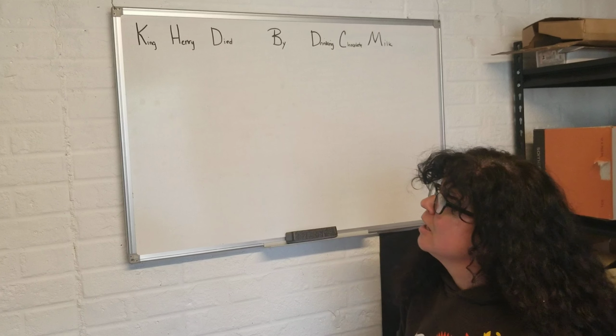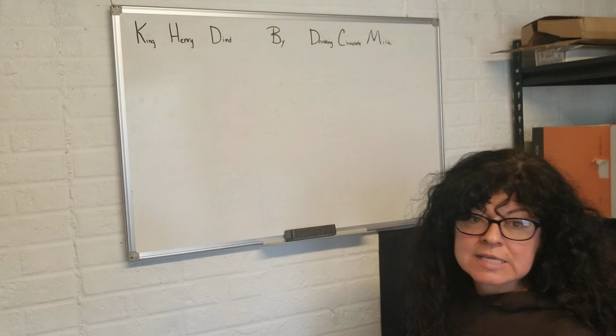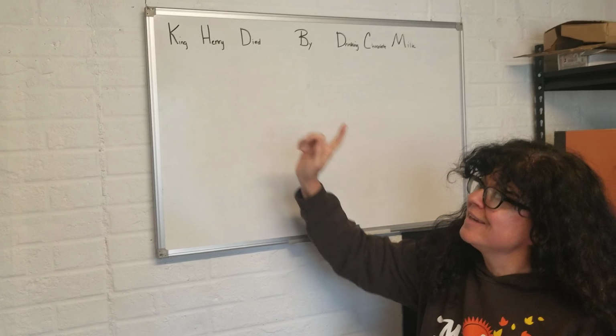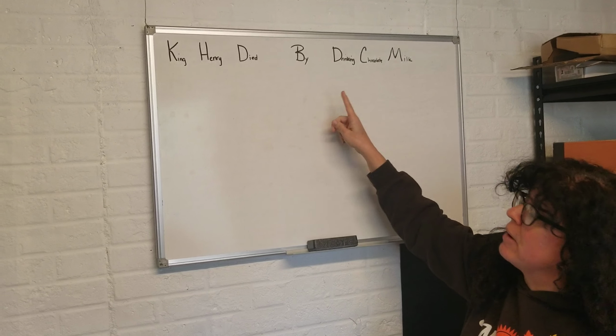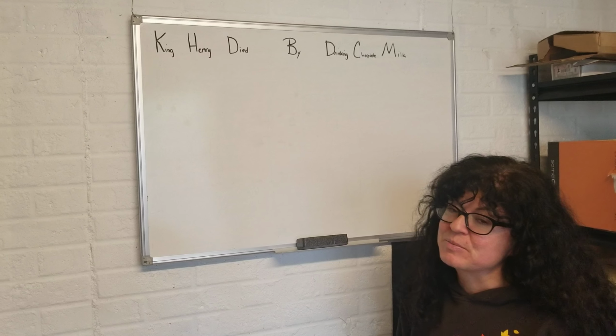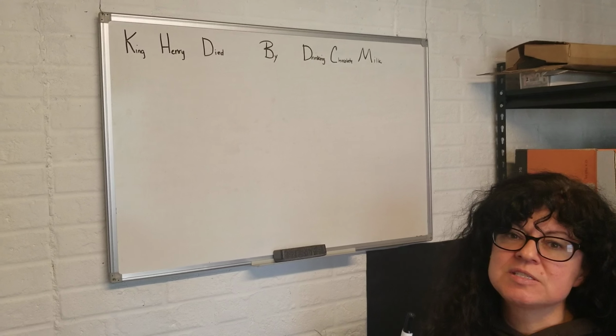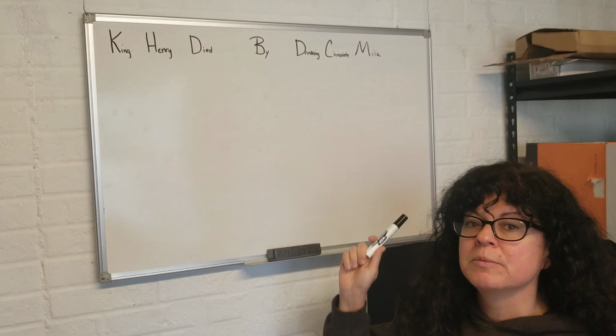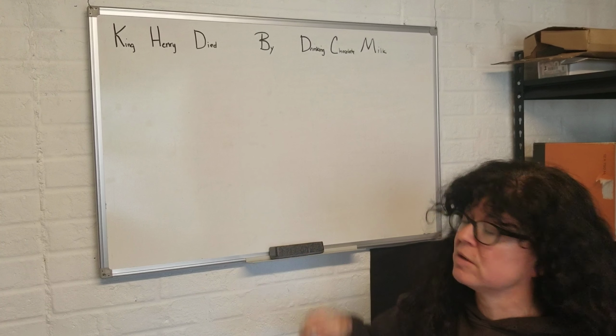Hey guys! Okay, so you've been asking about that sheet that I uploaded that has King Henry died by drinking chocolate milk. Poor King Henry. I know my 5th graders remember this. This is just a mnemonic that will help you when you are converting between units, all right?